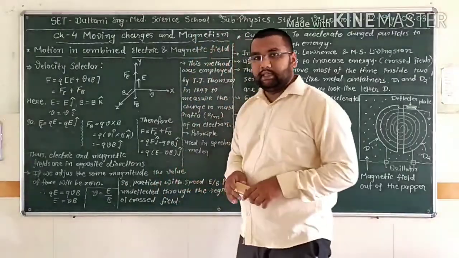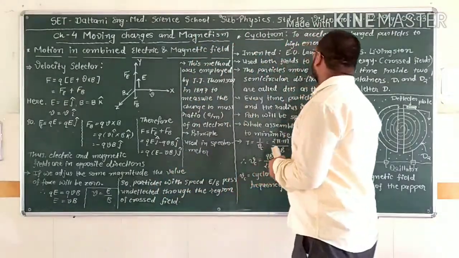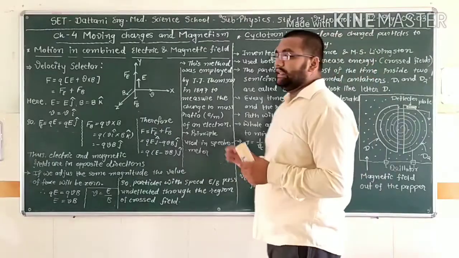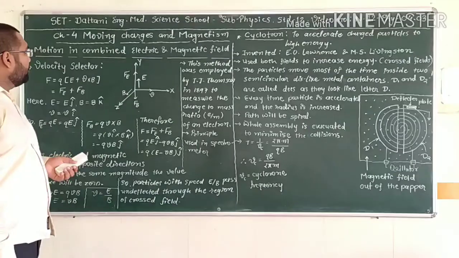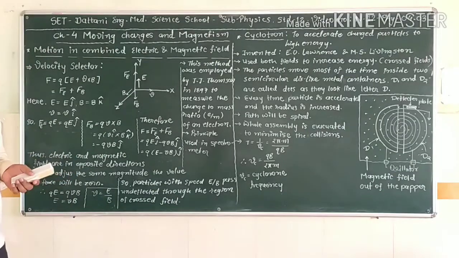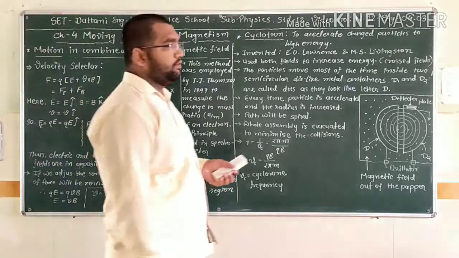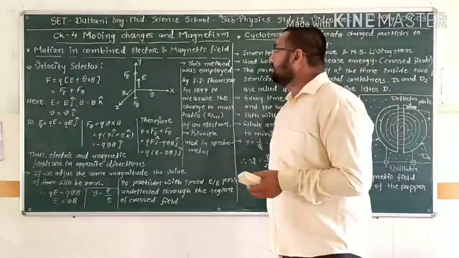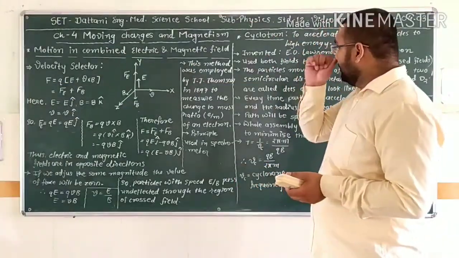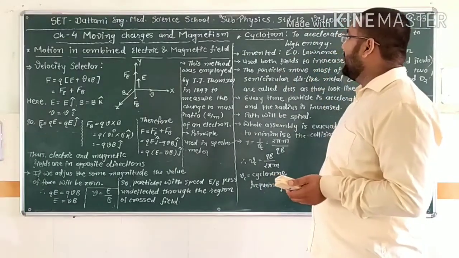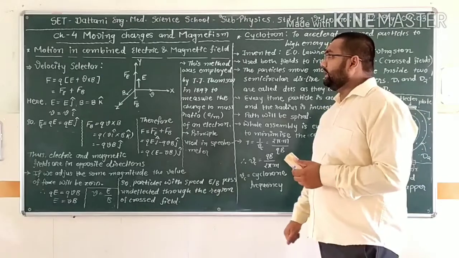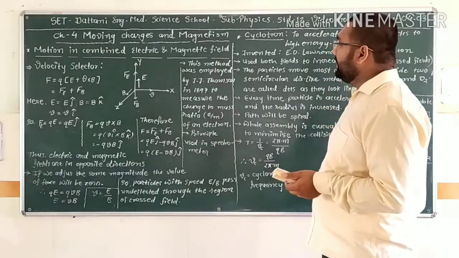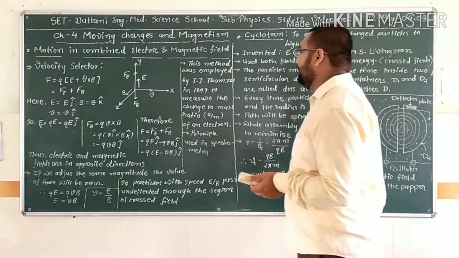This is our lecture number 3 in our chapter number 4 physics. The name of the chapter is motion in combined electric and magnetic field. Motion in combined electric and magnetic field is our topic of today. And the name of the chapter is moving charges and magnetism.